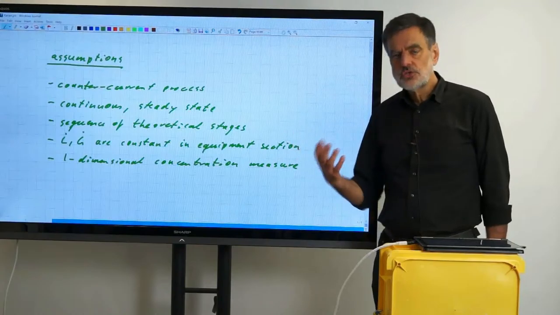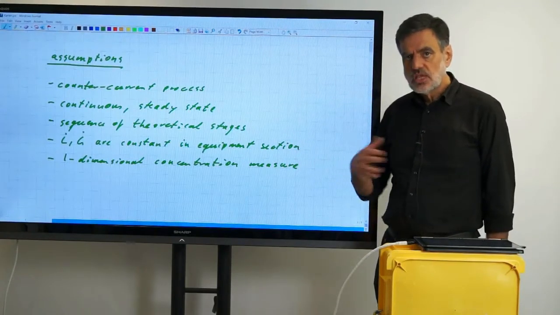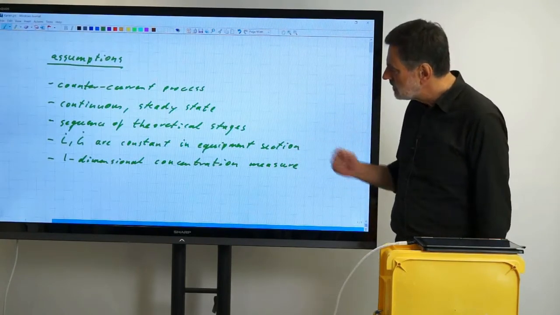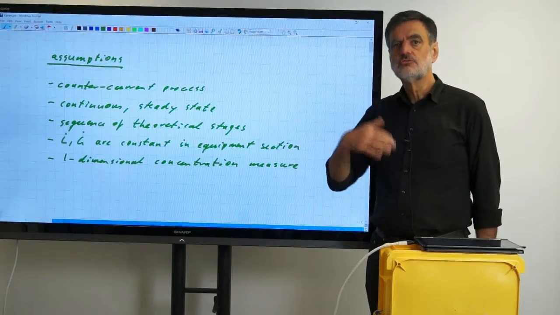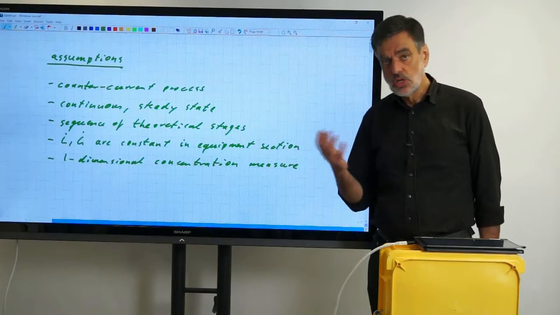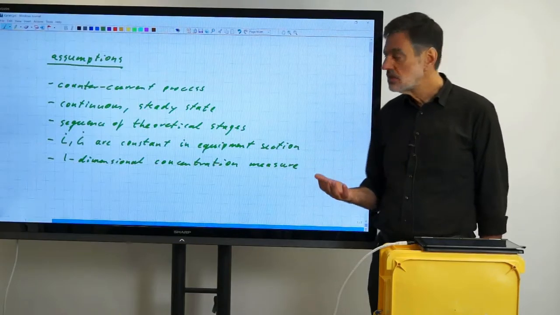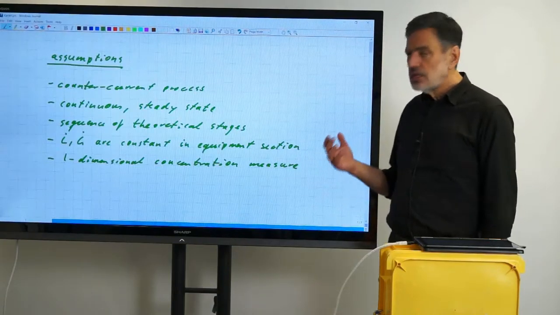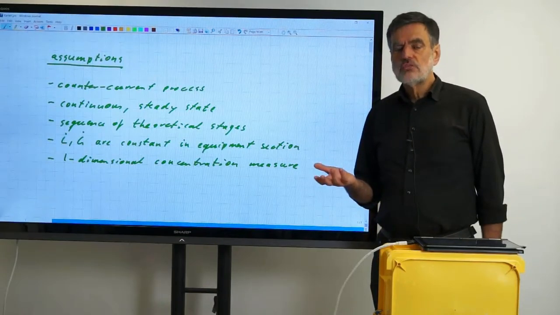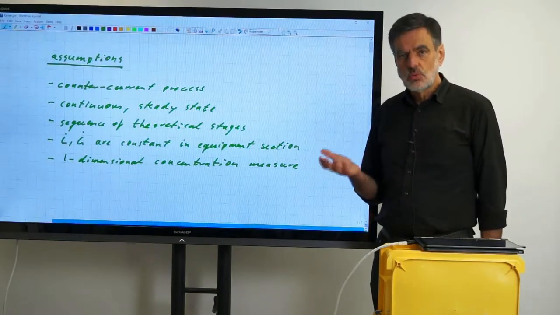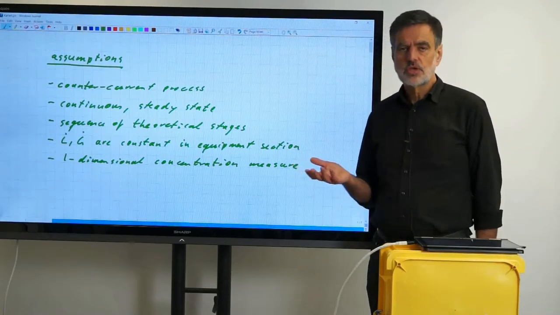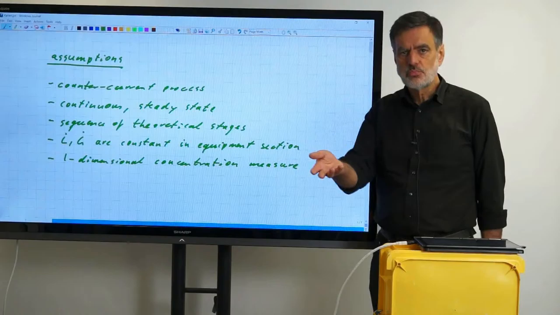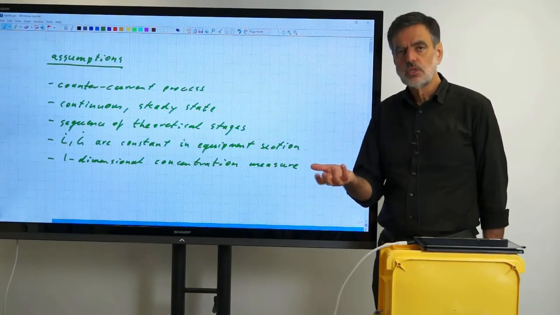Of course, the mole fraction of the other component is defined by that because of the summation condition. X1 plus X2 always has to add up to unity, and because of that, we have actually only one degree of freedom with respect to composition. So we have that case that I have just described. We can have L dot and G dot being overall constant flow rates, and in distillation those are indeed the overall flow rates, so all components combined. And the one-dimensional concentration measure is the mole fraction in a binary system.